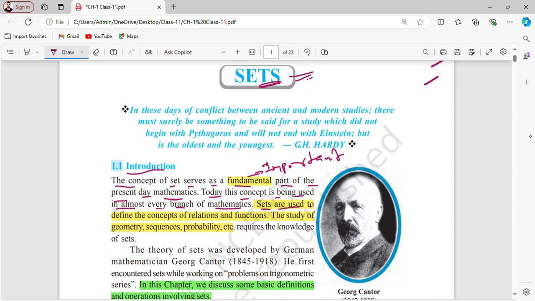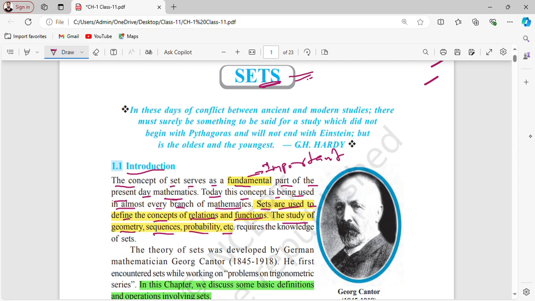Sets are used to define the concept of relations and functions. The study of geometry, sequences, probability, etc. For the study of relation, function, geometry, sequences, probability, the knowledge of sets is required.